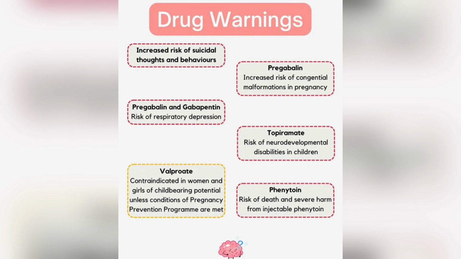Drug warnings: increased risk of suicidal thoughts and behaviors. Using pregabalin, increased risk of congenital malformations in pregnancy. Use of pregabalin and gabapentin, risk of respiratory depression. Use of topiramate, risk of neurodevelopmental disabilities in children.